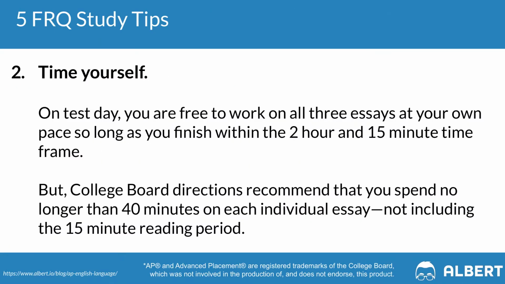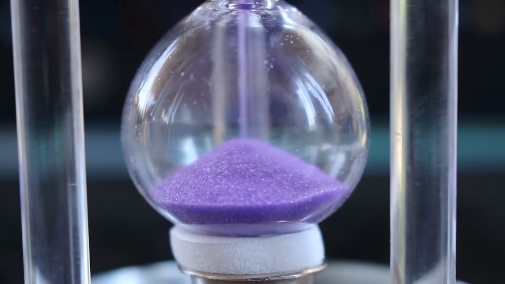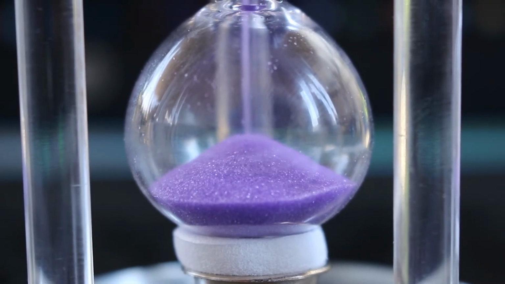The second tip we have for you when it comes to the FRQ section is to make sure that you're timing yourself and that you're pacing well. On test day, you're gonna have 2 hours and 15 minutes to complete the FRQ section, and that includes a 15-minute reading period. So it's really important for you to make sure that you're not spending much more than 40 minutes per essay, just so that every single essay that you're writing has an adequate amount of time for you to develop the thesis and your supporting evidence for supporting your thesis.